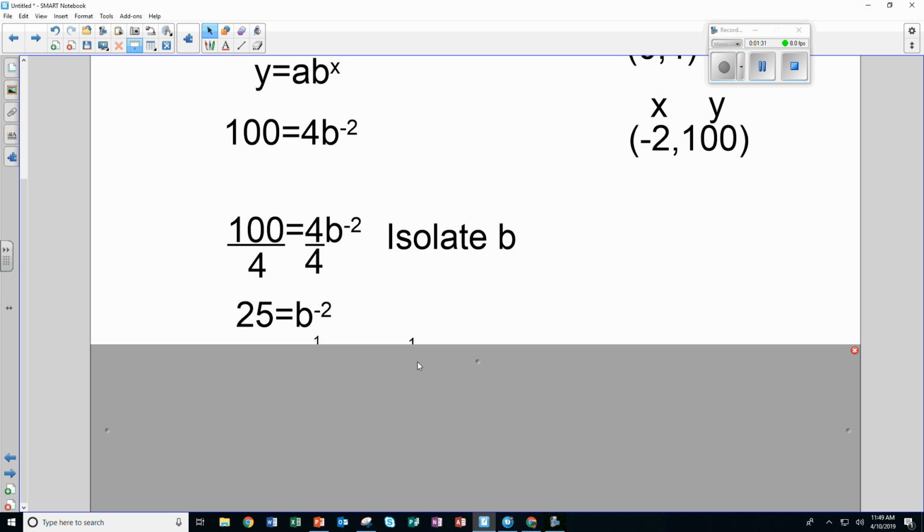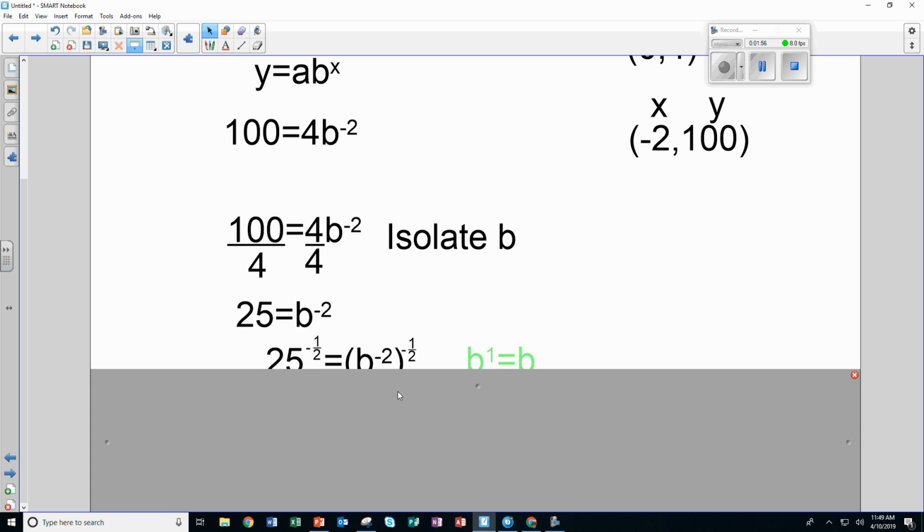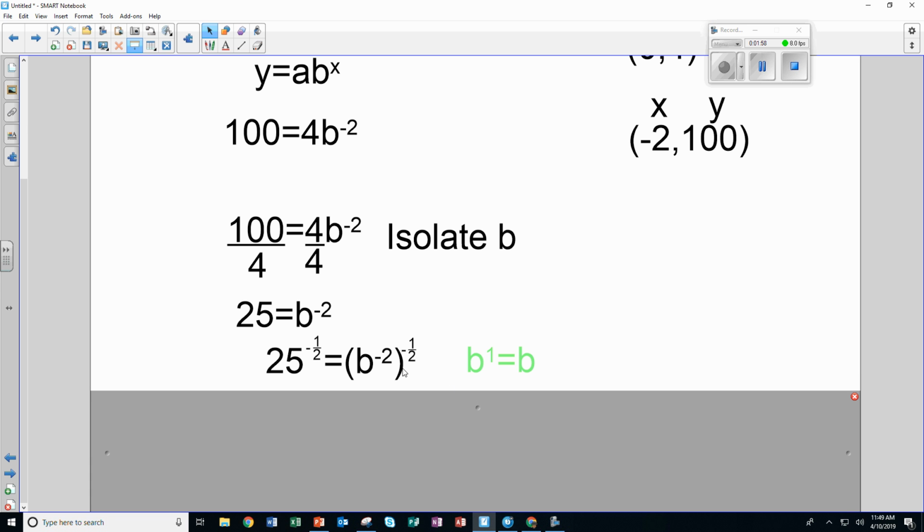So first thing we do is divide both sides by 4. When we do that, we're going to end up with 25 is equal to b to the power of -2. Now, somehow we need to get rid of that b to the power of -2. We can use a property of exponents, the power of a power, to do that. If we multiply -2 times -1/2, we'll get 1. And since b to the power of 1 is equal to b, that'll give us the b by itself.